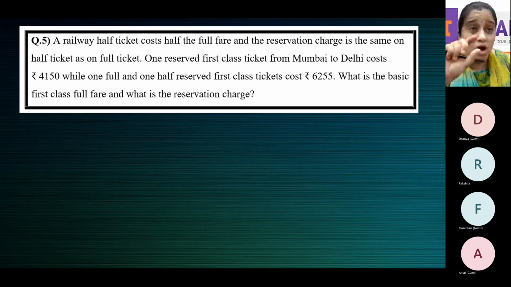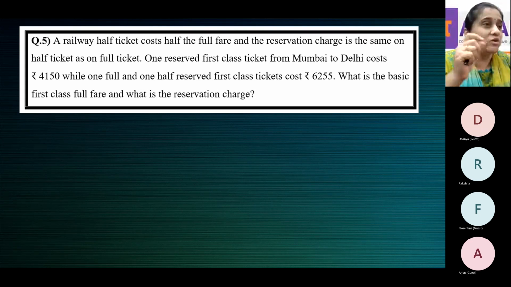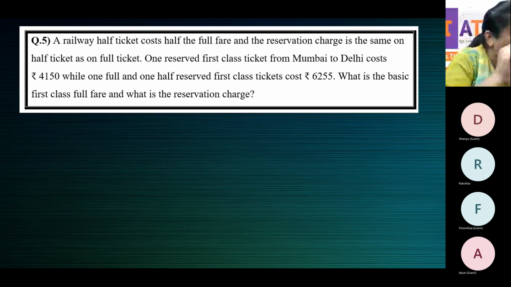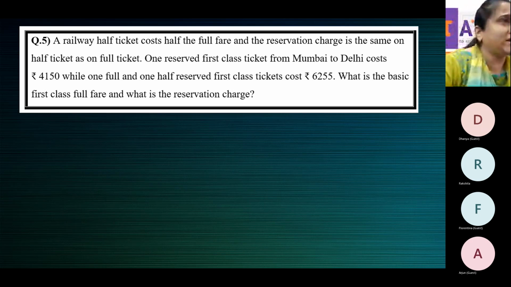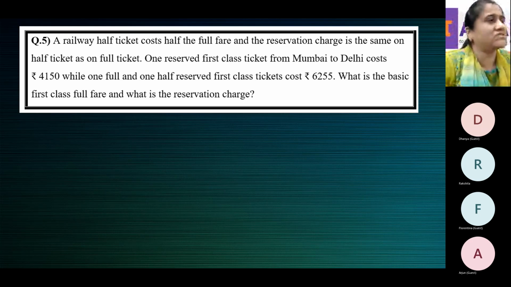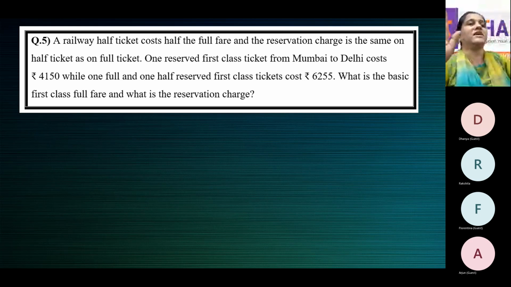Okay. The cost of the ticket will be less or more. If you're booking a half ticket, the cost of the ticket is going to be less. If you're booking a full ticket, the cost of the ticket will be more. But the booking charge is the same. Whether you're booking a full ticket or a half ticket, that reservation charge is the same. So basically, when you book a ticket, there are two things: reservation charge and cost of the ticket.